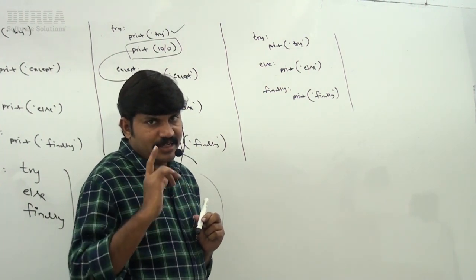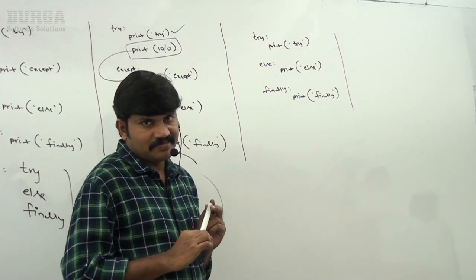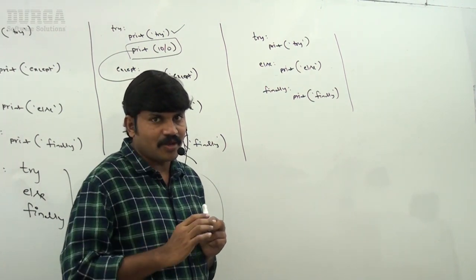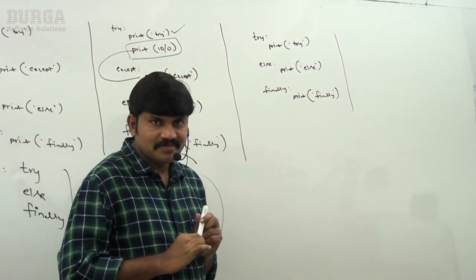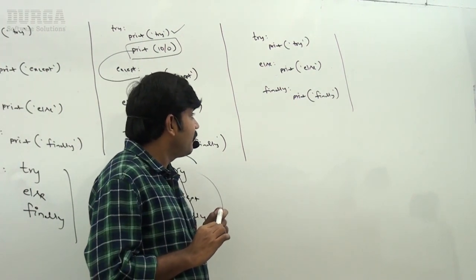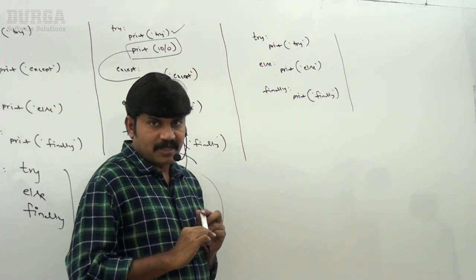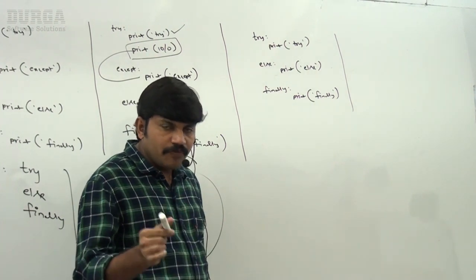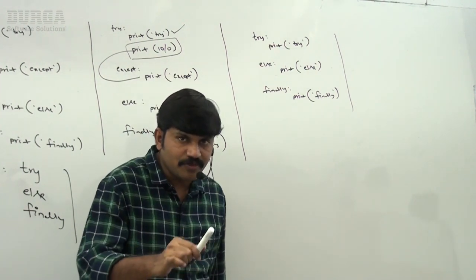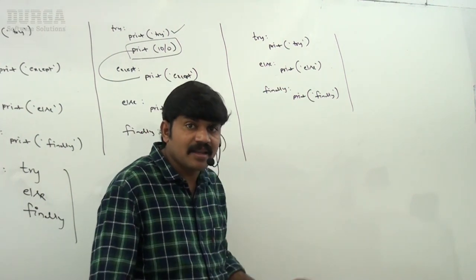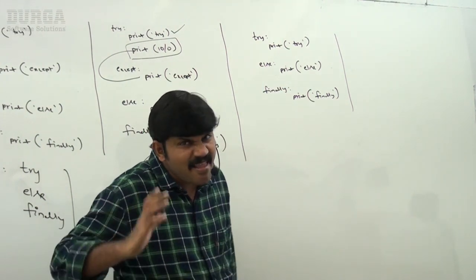Just take one minute and then tell the answer. Don't try to execute, just guess what output we are going to get in this case. Try, else, finally. There is no except block. Take very special care. If I ask the Python virtual machine to execute this code, immediately it will give an error.